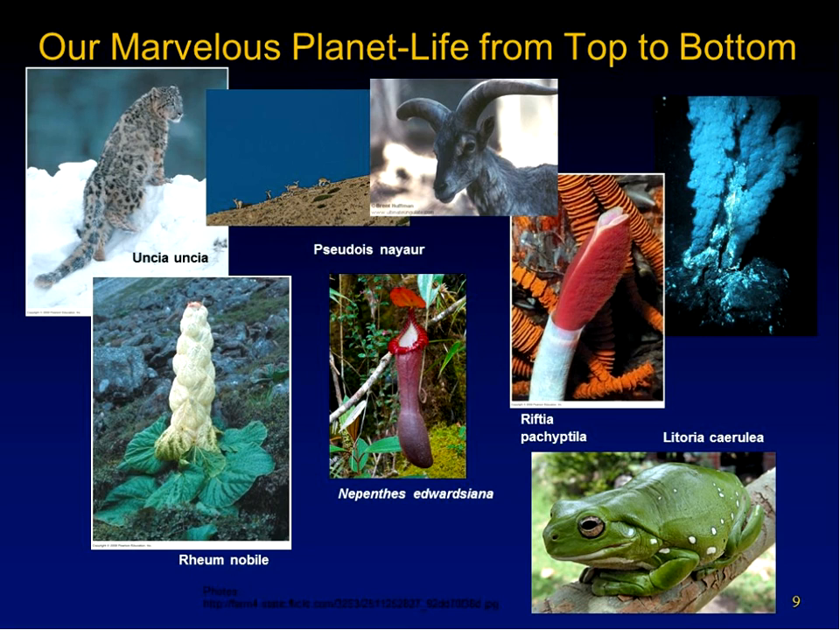Your book opens with a statement that we live on a marvelous planet. This is really true. Life on our planet exists from the very top to the very bottom of our world. I've included some photos of some of my favorite creatures here just to illustrate this point. The snow leopard is a big cat related to tigers that lives at the top of the world, literally, above the tree line in the highest mountains of the Himalayas.